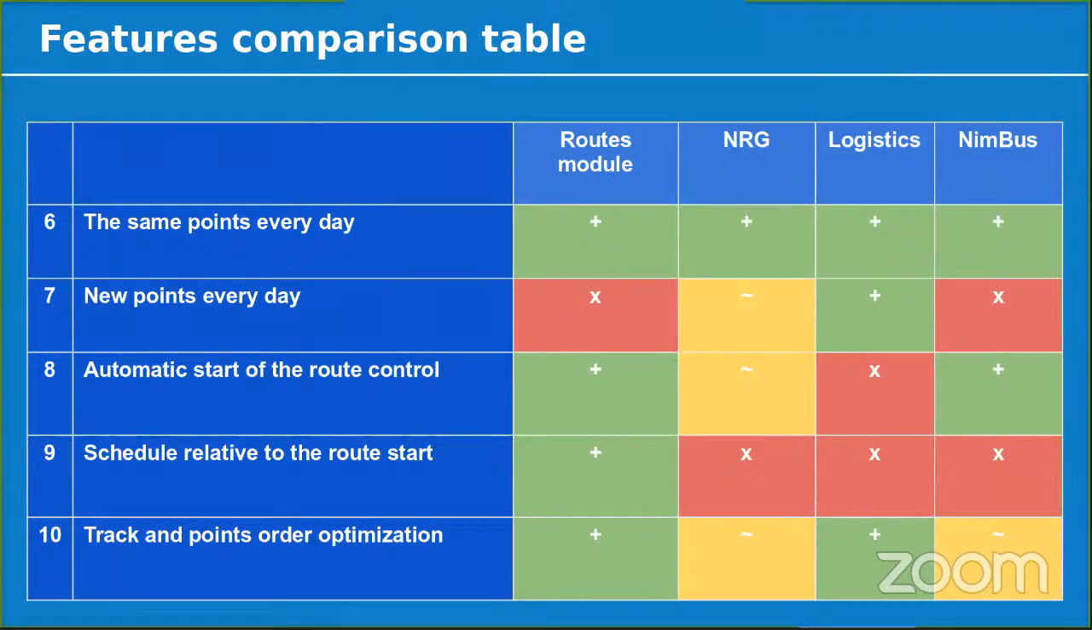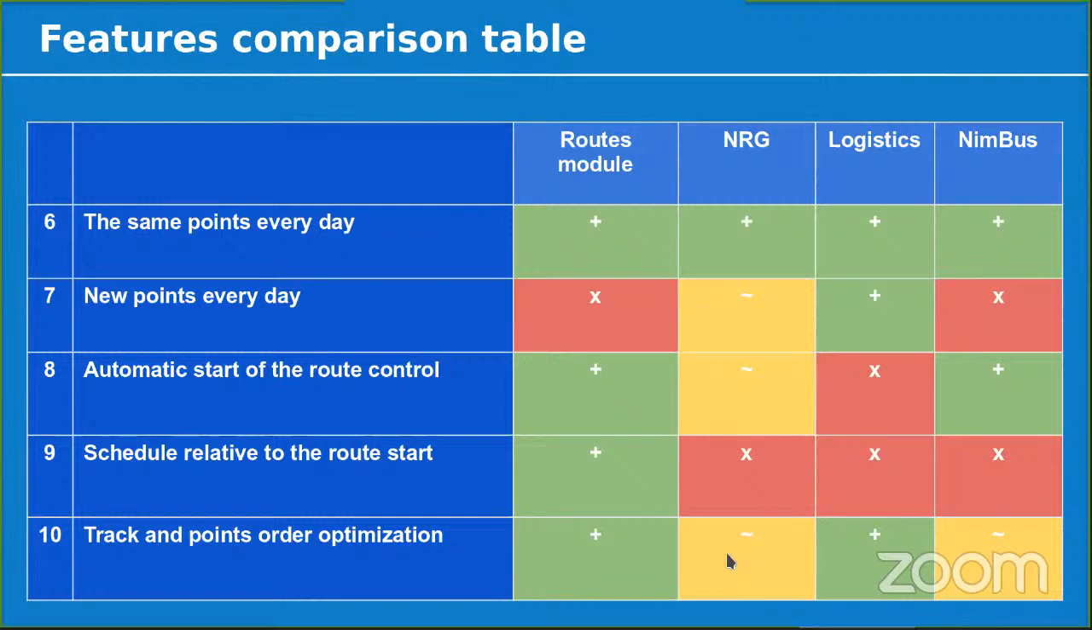And the final criterion in this part of the table is track and points order optimization. Well, Nimbus can optimize only the track between the points, but not the points order. That's why it is yellow here. All the instruments except Energy can optimize the track. That's why Energy is yellow, but still, you can use a special additional instrument, Routine, for it. Well, it's one more additional instrument, and that is why this cell is marked as yellow.